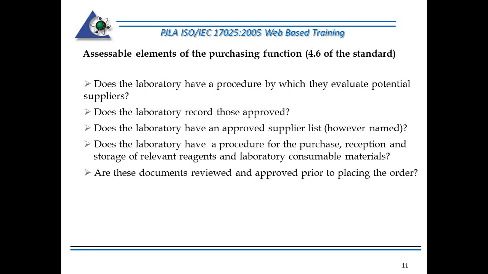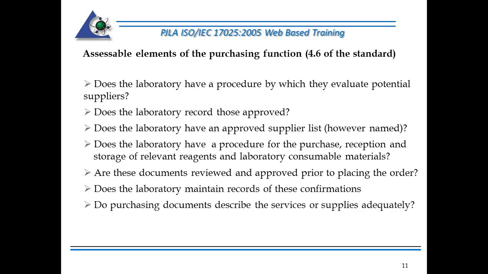Are these documents reviewed and approved prior to placing the order? In other words, when the purchase order is written, does someone with technical authority to do so review it to make sure that it's correct in what it's specifying? Does the laboratory maintain records of these confirmations? In other words, when that is confirmed by examination, there needs to be a record of that. And again, a simple way to record it would be to sign and date a copy of the purchase order at the time of approval. Do purchasing documents describe the services or supplies adequately? That's what the review is for, to determine that they do.